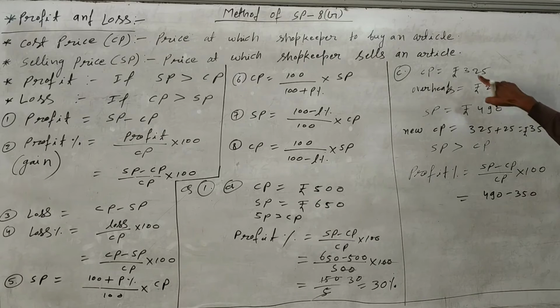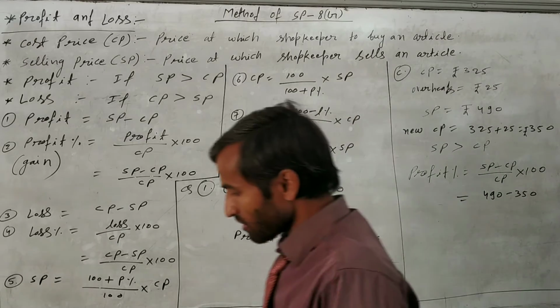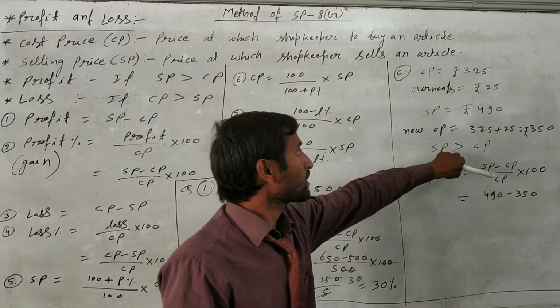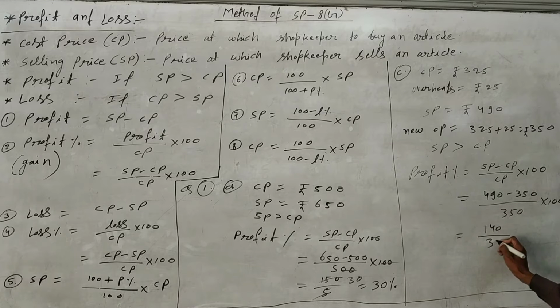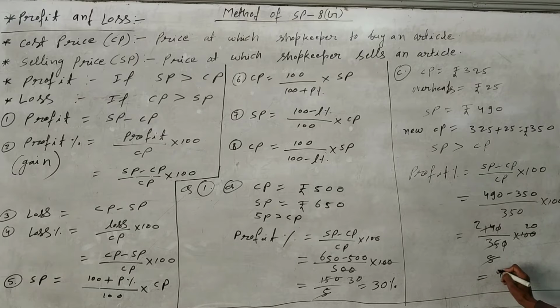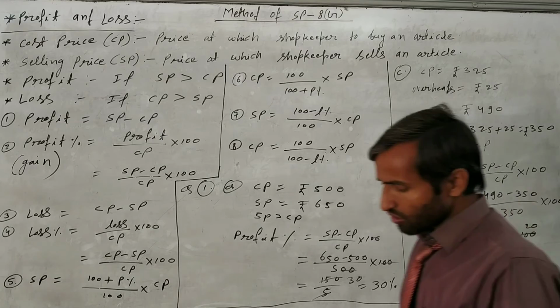Note this one, because this is also an expense. Both of these expenses, the overhead expenses, we will add. Based on that CP only we will calculate profit or loss. So upon 350 into 100 will come. Now just subtract, how much will come? 140 upon 350 into 100. Now we have to cancel out, 0 will cancel. 7 2s are 14, 7 5s are 35, and 5 25s. So 20 into 2 it will come 40%. So our final profit percent is equal to 40%.